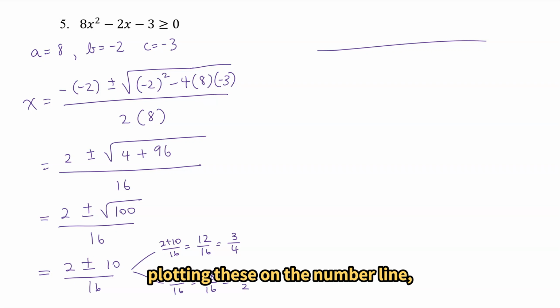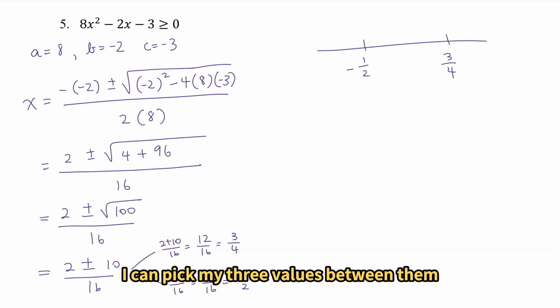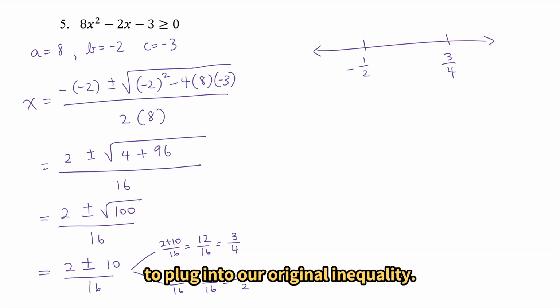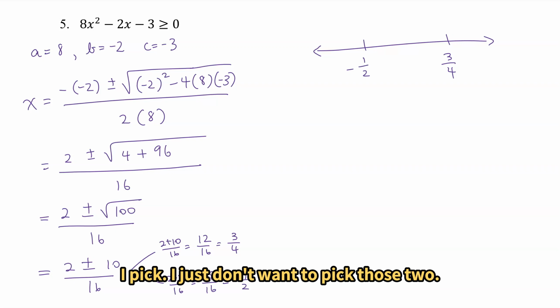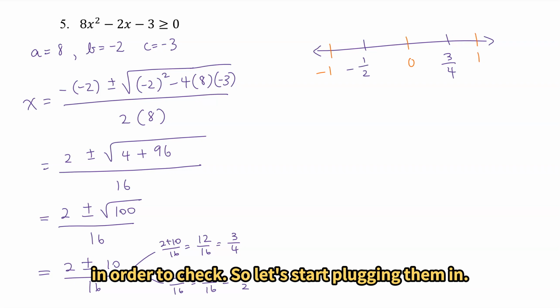Plotting these on the number line, -1/2 negative, 3/4 positive. I can pick three values, one in each interval, to plug into our original inequality. And I'm not limited by what values I pick, I just don't want to pick those two. I can pick any other number. So I'm going to pick 0. I love picking 0. For the left of -1/2, I could pick -1. And for the right of 3/4, I could pick +1. I just want to pick one value in each one of these intervals in order to check.